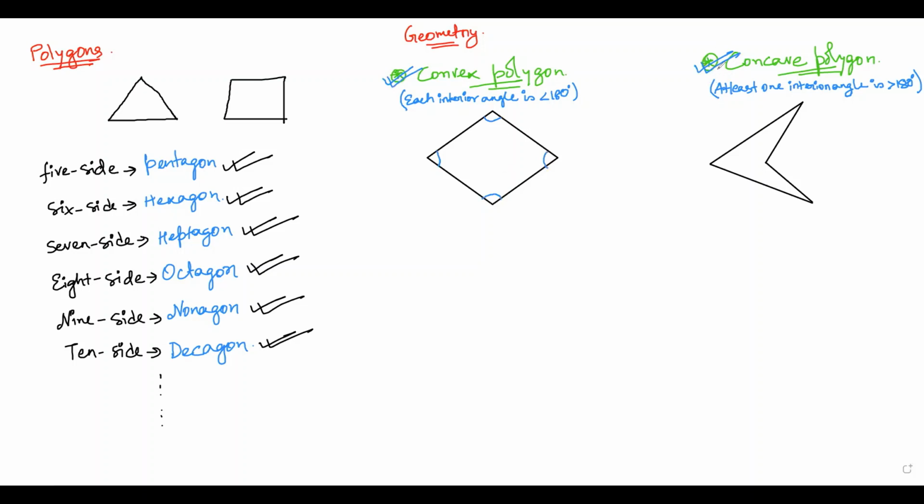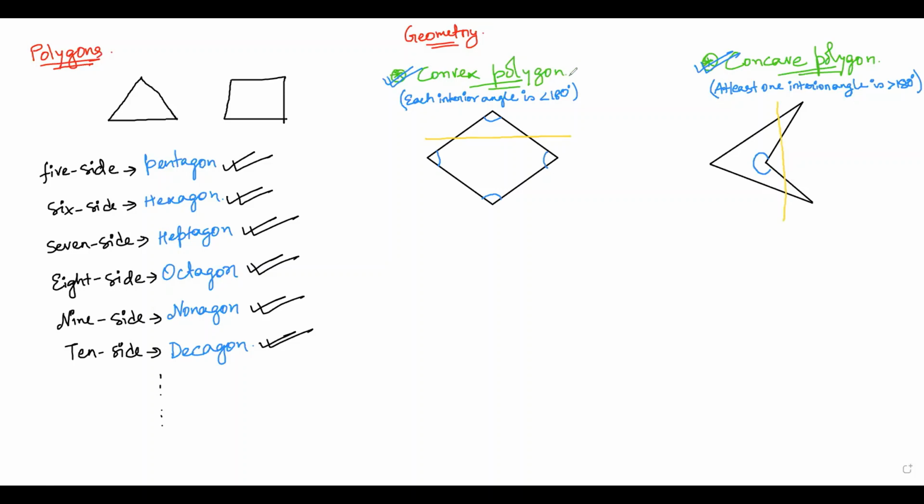A concave polygon is a polygon in which at least one of the interior angles is more than 180 degrees. For example, in this polygon, this interior angle is more than 180 degrees. So this polygon can be termed as a concave polygon. Also, any straight line drawn cutting a convex polygon will be passing only through 2 sides of the polygon, whereas in a concave polygon, it is possible to draw a line passing through more than 2 sides of the polygon.